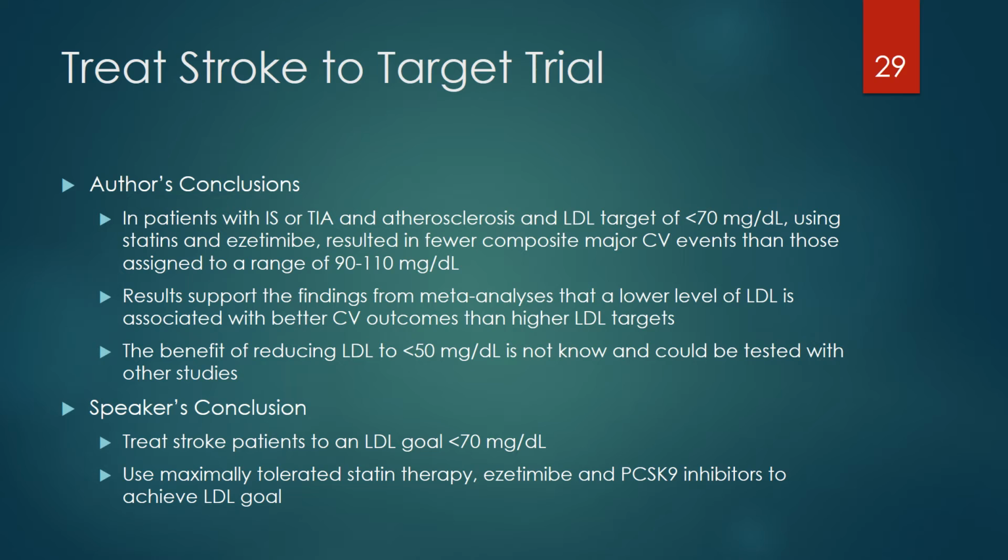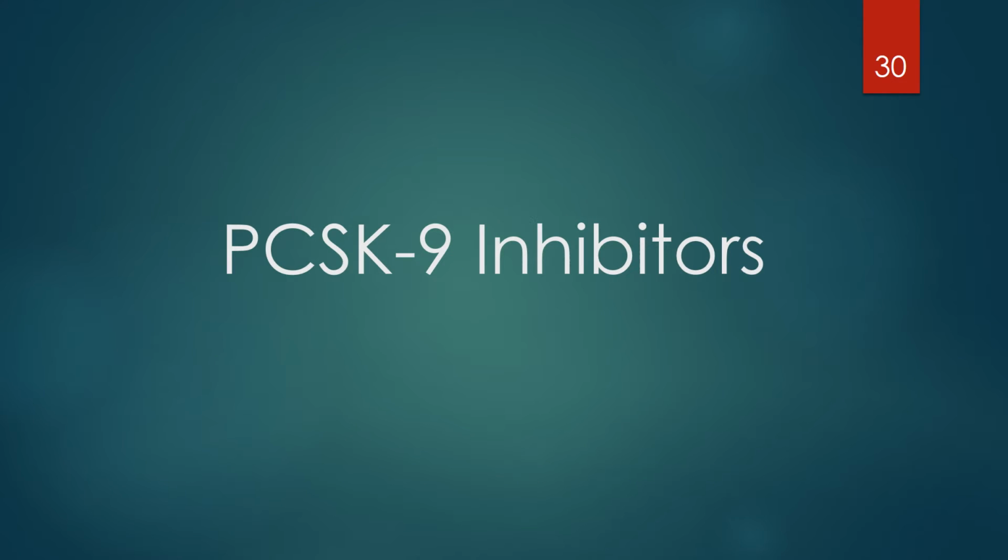As far as my conclusion, I think we should treat stroke patients to an LDL less than 70, especially those with atherosclerosis. And to do that, I believe we should use maximally tolerated statin therapy, ezetimibe, and/or a PCSK9 inhibitor if needed to achieve that LDL goal. So, since I mentioned them, let's talk more about PCSK9 inhibitors.